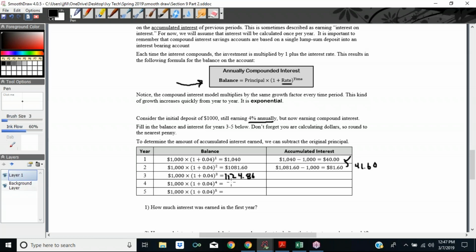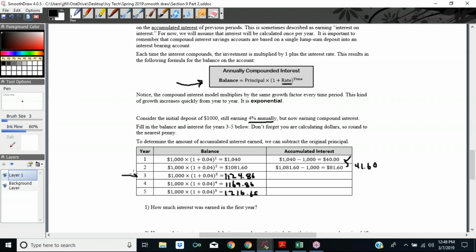So let me fill these in for you. You can check them later. And then the 5th year, 12.16 and 65 cents.